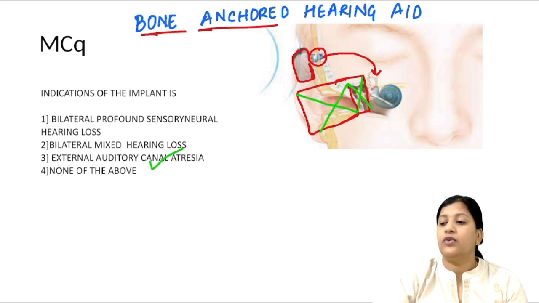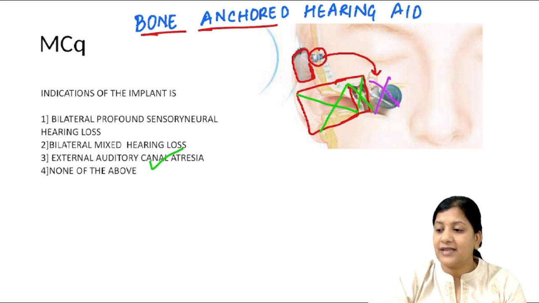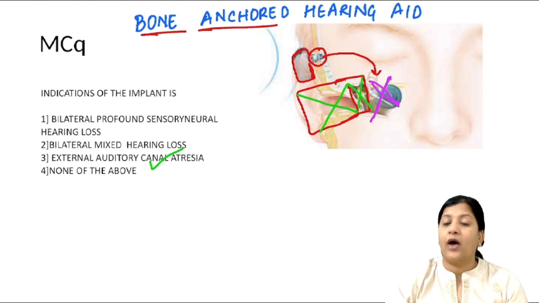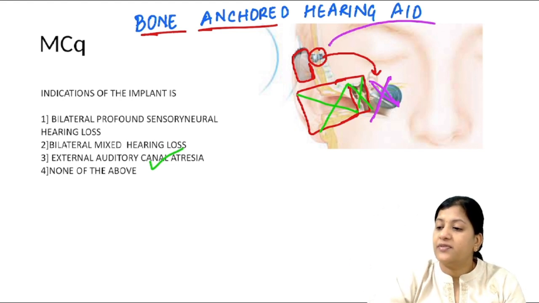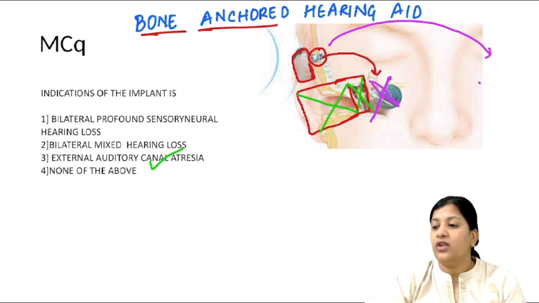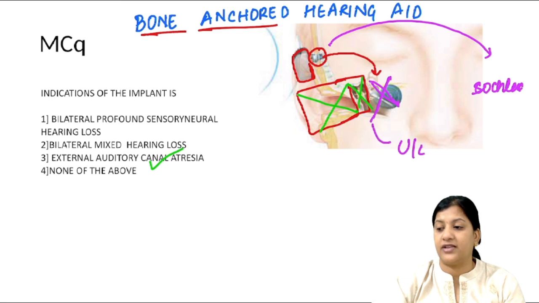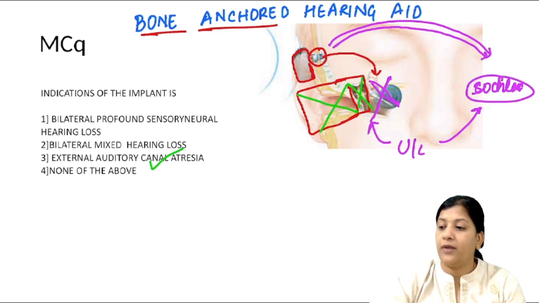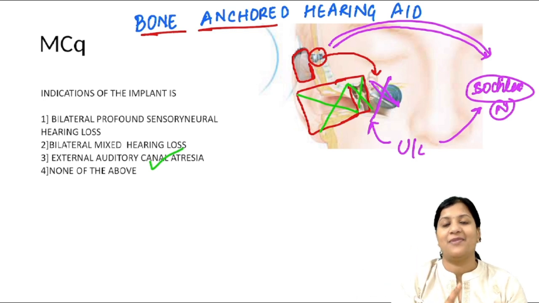If there is a unilateral SNHL, meaning one-sided sensory neural hearing loss, the sound will not go onto the same cochlea. But can the sound go to the opposite cochlea via the skull bones? Yes. If the opposite cochlea is functional, we are talking of unilateral SNHL: one cochlea is abnormal, one cochlea is functional. So the sound can still go from the diseased side to the normal cochlea, and from there it can be heard. So it is used for unilateral SNHL, not for bilateral SNHL.